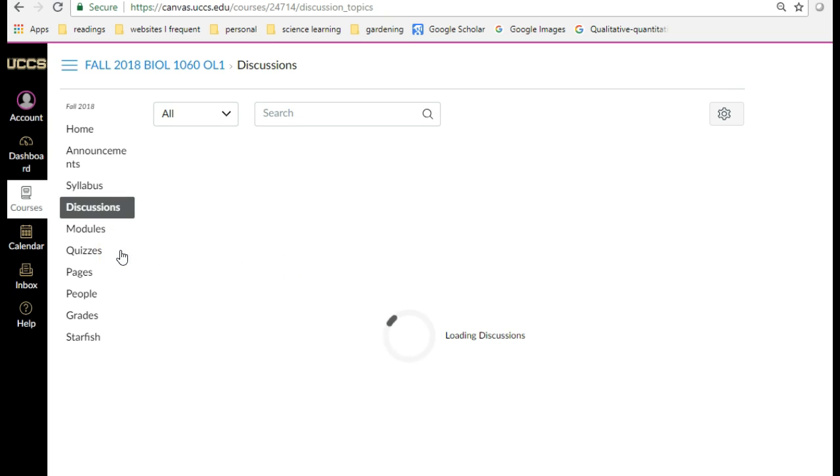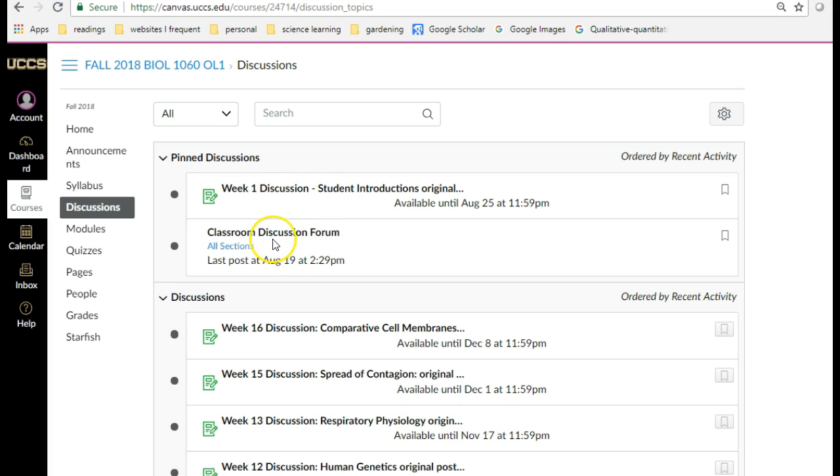Now, the way this class is set up is that we're always talking about the lab that we're doing, even though we're doing them independently or with one lab partner. So in the first week, we'll introduce ourselves, and then there's a classroom discussion forum that's always open, so you can ask questions. But of interest right now, this is where I want you to work on finding a lab partner if you want one.